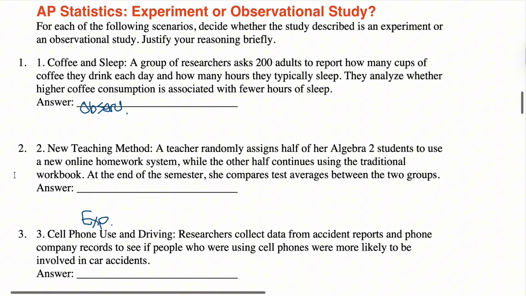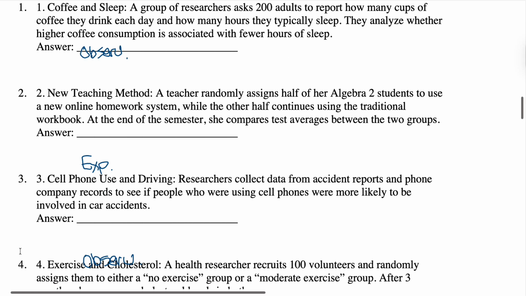Second, new teaching method. A teacher randomly assigns half of her Algebra 2 students to use a new online homework system, while the other half continues using the traditional workbook. At the end of the semester, she compares test averages between the two groups. Answer. This would be an experiment, right? Pretty clear, because the teacher is doing two treatment groups. She assigned a new online homework system versus the traditional workbook. Therefore, it's an experiment.